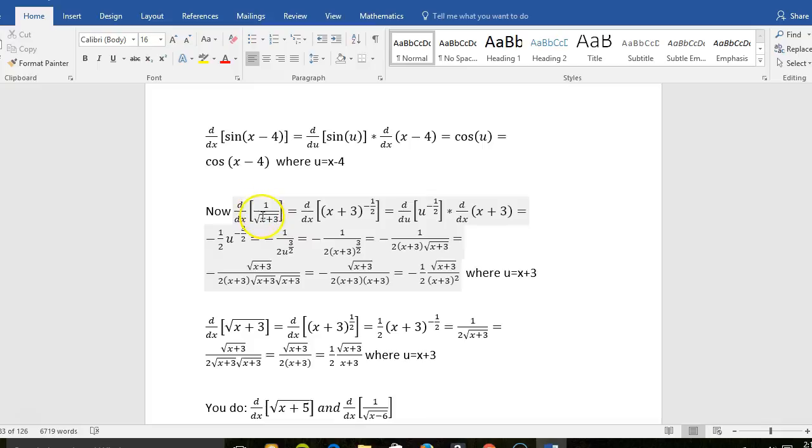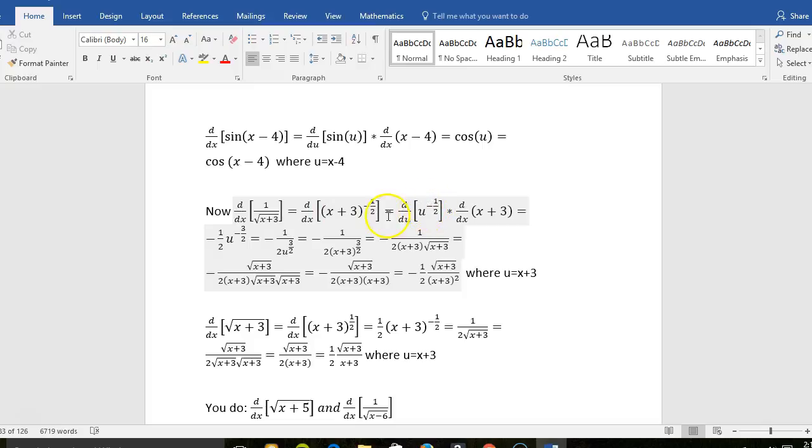So the derivative of 1 over radical x plus 3, remember square root of x plus 3 is x plus 3 to the half, but because it's on the bottom, it's to the negative half power. So we're derivating x plus 3 to the negative half power with respect to x. But remember, substitute u in for x plus 3. So we're replacing x plus 3 with u, so we got u to the negative half power.